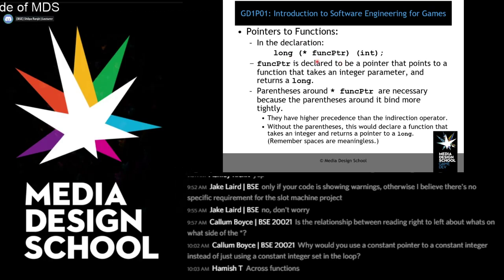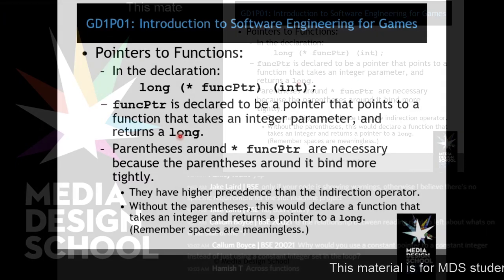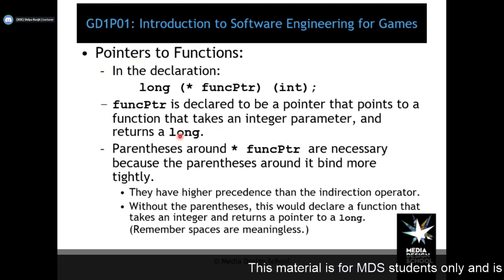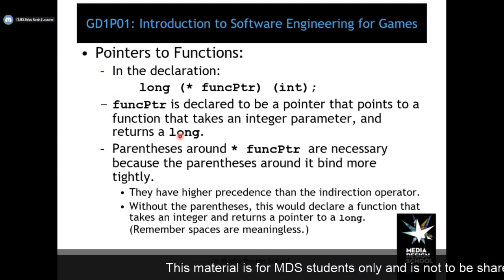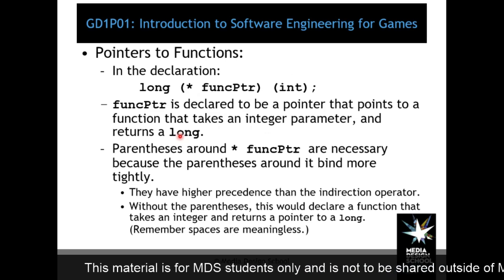So any doubts in understanding this particular example? Over here, func pointer is a pointer that points to a function that takes an integer variable and returns a long. Okay, Bravo, do you have a doubt? Do you want to go? If you want, you can unmute yourself and ask the question.